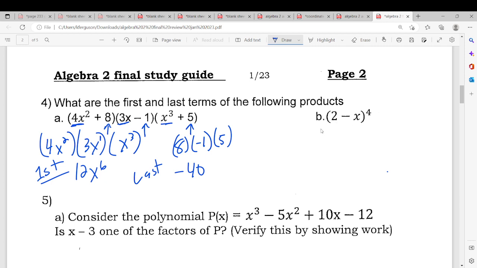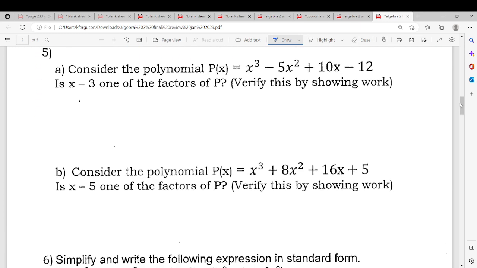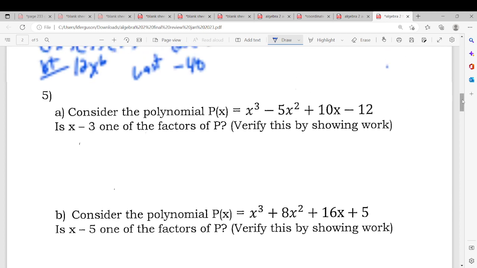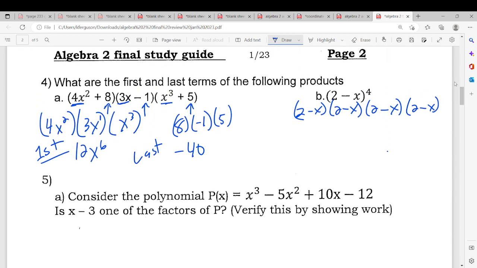2 minus x to the 4th power means I have 2 minus x times 2 minus x times 2 minus x times 2 minus x. And so I'll multiply all the constants, I'll multiply all of the variables, and call it a day. I get the first and last term. Any questions? Okay, no questions. Next.